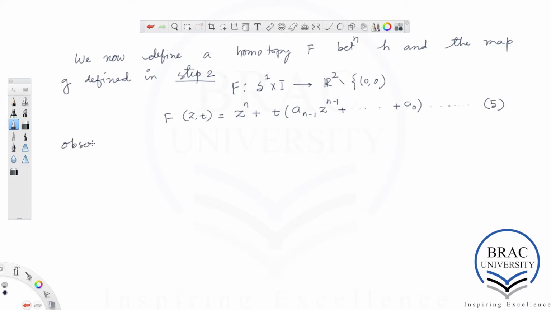Observe that the mod of F of (z, t) is greater than or equal to mod of z^n minus mod of t times (a_{n-1} z^{n-1} plus all the way up to a_0). Okay, this is equation number 6. Okay, so how do we get to equation number 6?